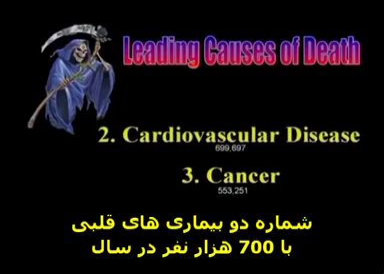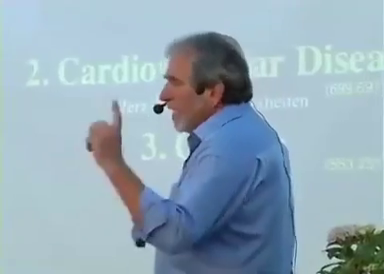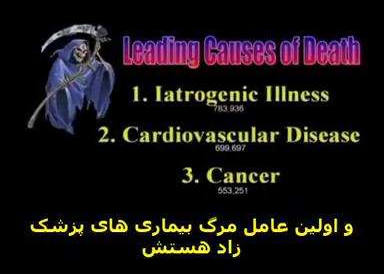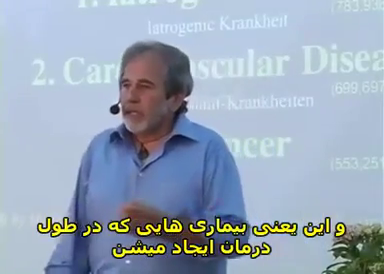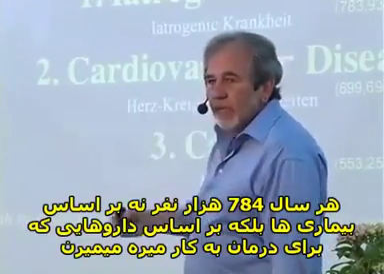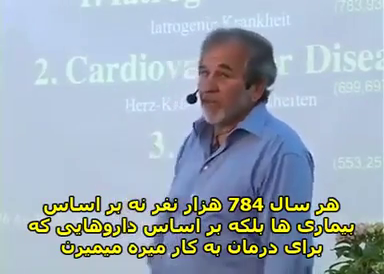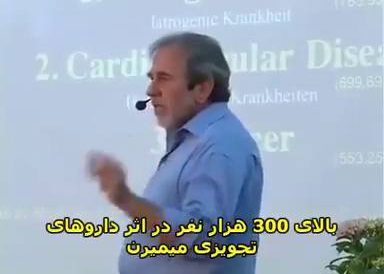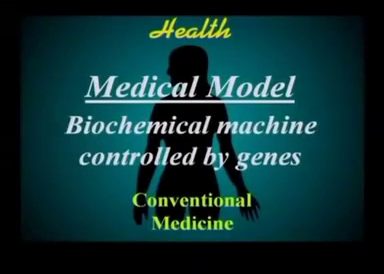Number 2 is cardiovascular disease, with 700,000 people dying every year. And the leading cause of death is called iatrogenic illness. And what that means is illness due to medical treatment. 784,000 people die every year from medical treatment, not from the disease, but from the treatment of the disease. Over 300,000 people die from prescription drugs. So the belief in the medical model is false.